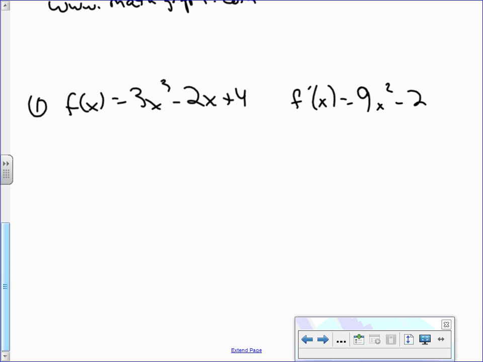Okay, so I've got a function from somewhere. F of x equals 3x cubed minus 2x plus 4. Some function. Maybe it means something, maybe it doesn't. And I took its derivative. F prime of x is 9x squared minus 2. And I asked you to find the average rate of change on 1 to 2.